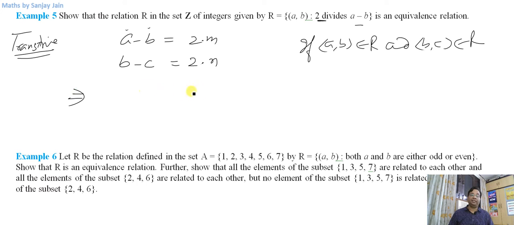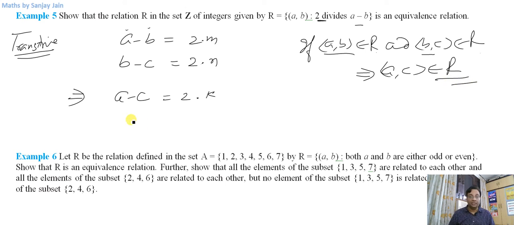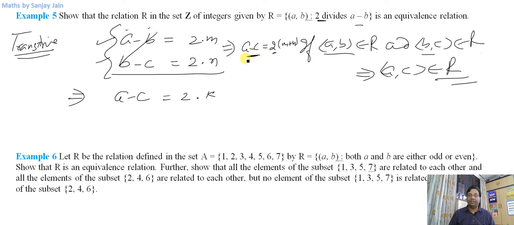So does this imply that the difference of a and c, or a minus c, is also divisible by 2? Because if (a, b) belongs to R and (b, c) belongs to R, then this should imply that (a, c) belongs to R for it to be transitive. Now let us check. If these two are given and you add these, what will happen? a minus b plus b minus c. So b will be cancelled. a minus c will be equal to 2 into (m plus n). So 2 divides a minus c.